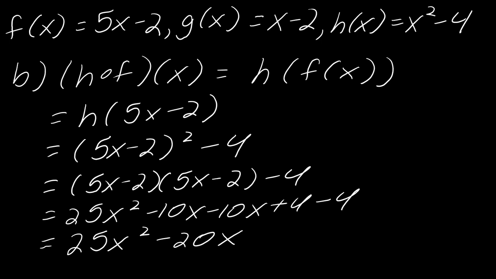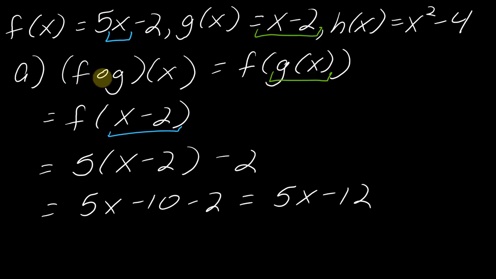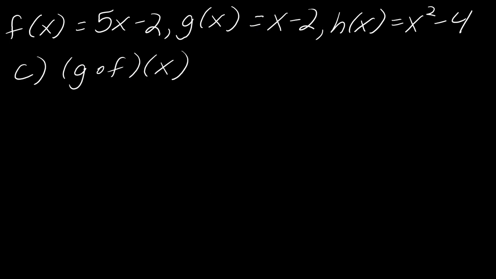Now, one thing I want to state here, let's just review real quick. We did f of g of x, and I want to note that we got 5x minus 12. Now I want to go in the other order. Does it matter which order that you go in? So I've got g of f of x.